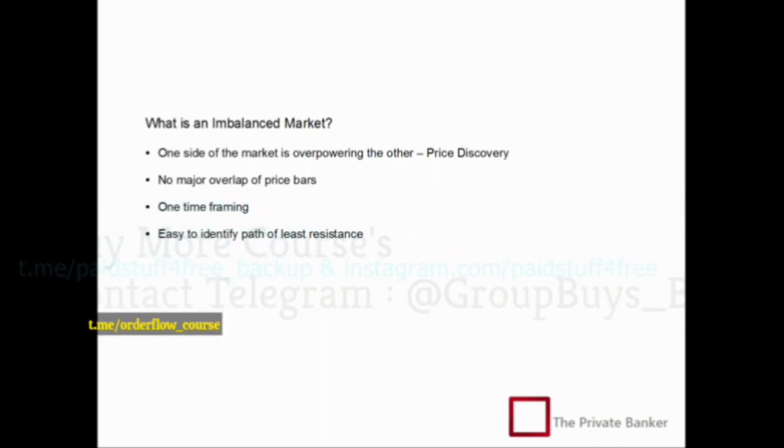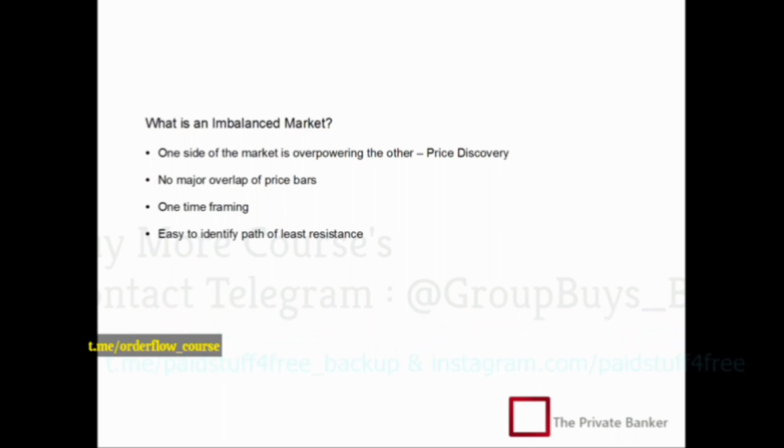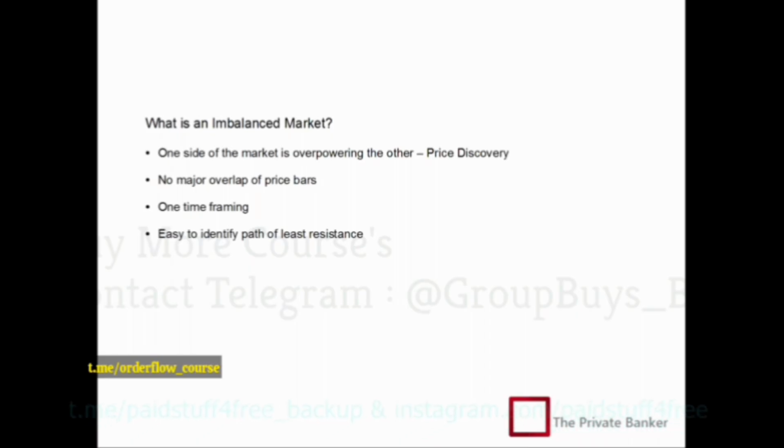An easy way to see an imbalance market, of course, is when we see no major overlap of the price bars, or in better terms, one time framing either higher or lower. And when we see that, it's very easy to identify the path of least resistance.